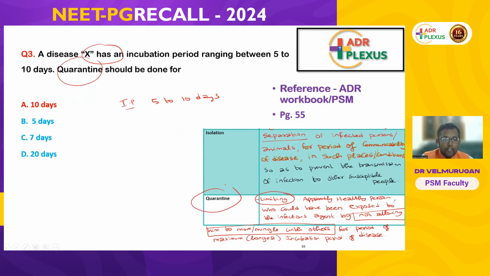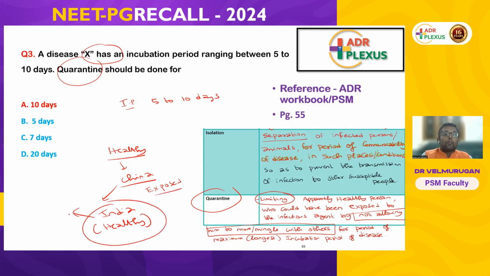Quarantine means I am healthy now. I am going to China, where there is COVID-19. I am coming back to India. While coming back to India, I am also looking healthy apparently, but I could have been exposed. So I should be observed. For how much time should I be observed? I should be observed for the maximum incubation period.